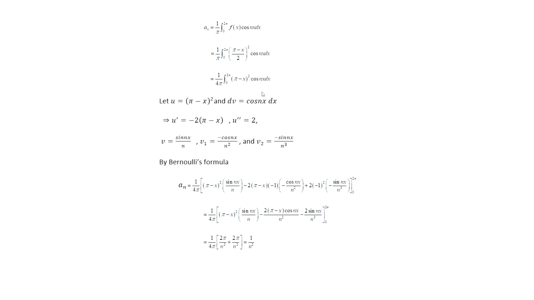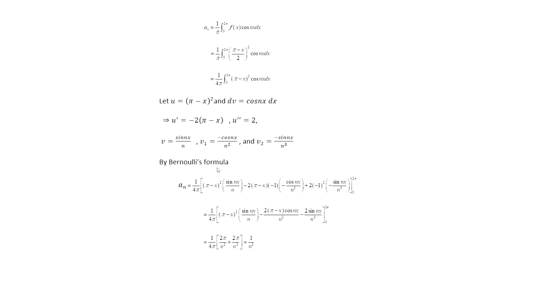When we integrate dv, that is when we integrate cos nx, we get sin nx by n. Again integrating v, for sin nx it is minus cos nx by n. So already we have one n, minus cos nx by n square. Again integrating this, minus sin nx by n cube.